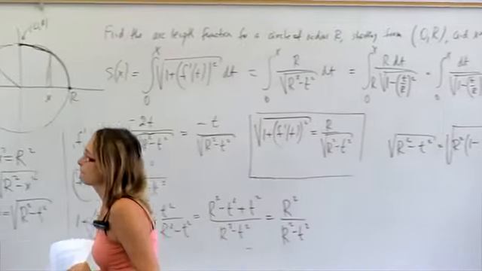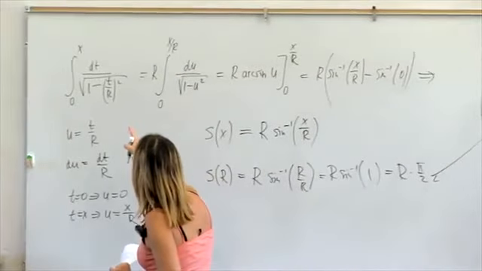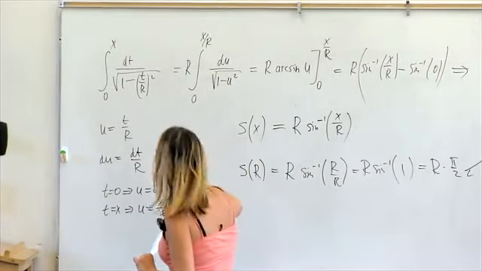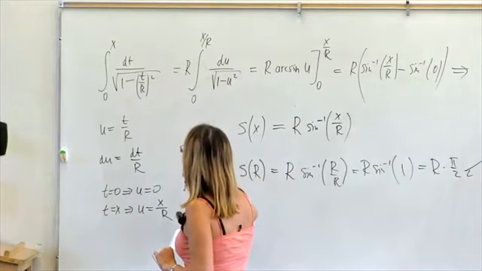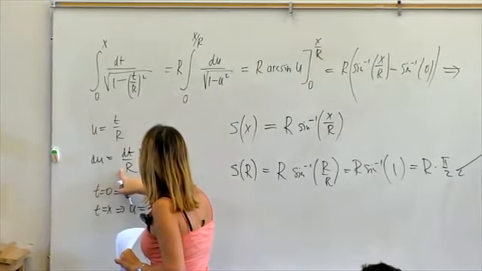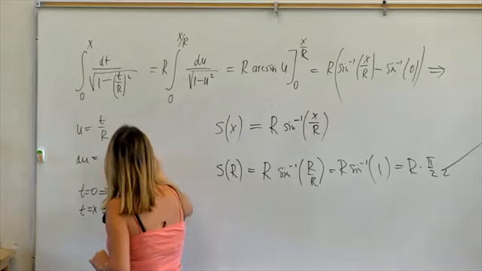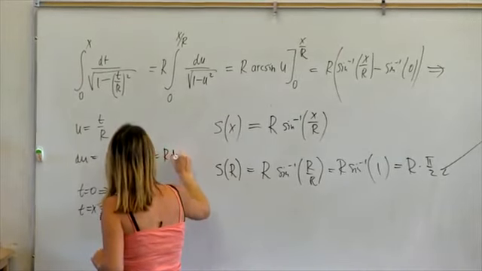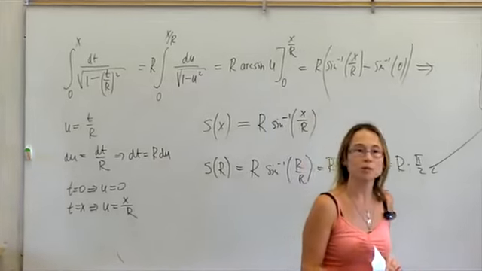Question? Yeah, I think I missed a step. So at the very beginning of this side over here, you have dt divided by the square root of 1 minus t over r squared. And we said that u is t over r and du is dt divided by r. So why is it r times that quantity? Because dt is r times du. So instead of dt, I have r du. More questions?